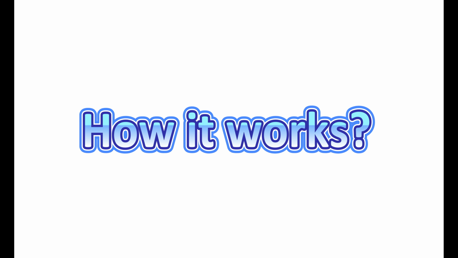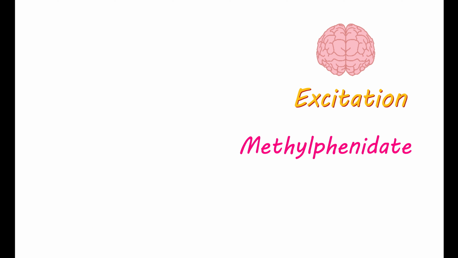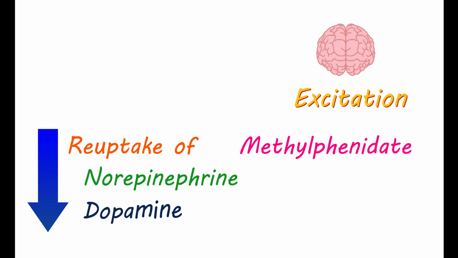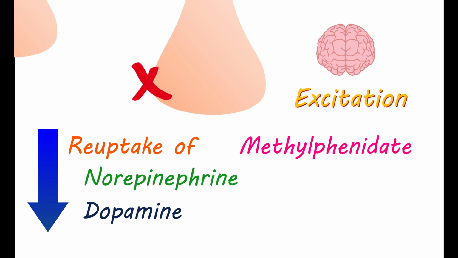Alright, let's see how this medication works. This medication increases a few chemicals in your brain that cause excitation. It inhibits reuptake of neurotransmitters like norepinephrine and dopamine. It blocks norepinephrine transporter and dopamine transporter at presynaptic neurons. This results in increased levels of these chemicals in the synaptic cleft that brings excitation.